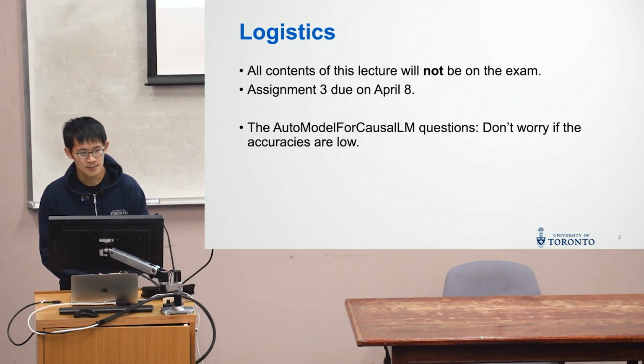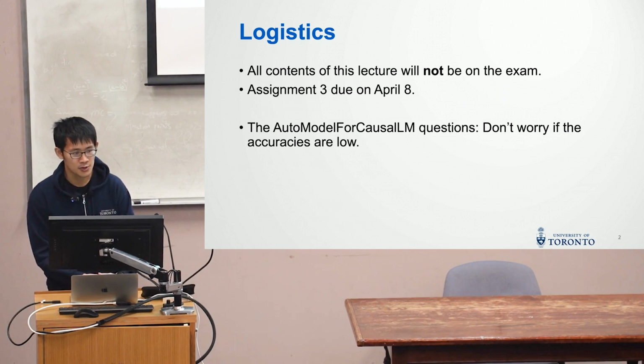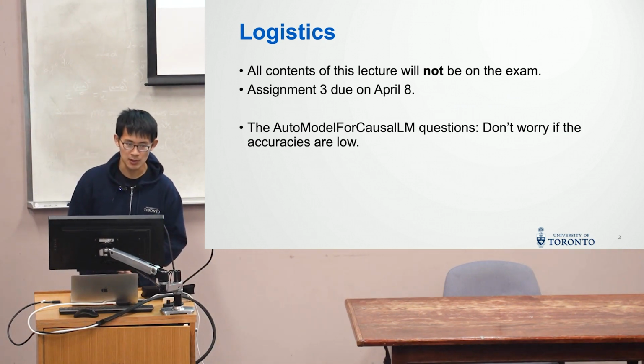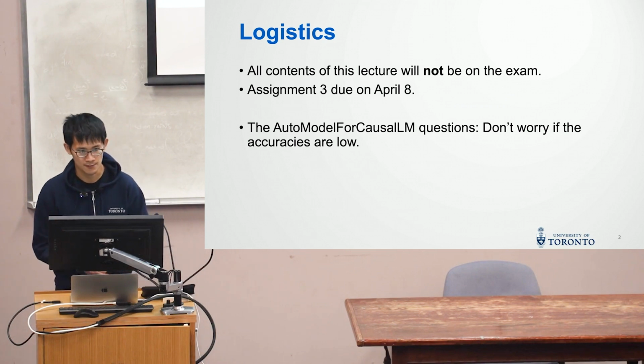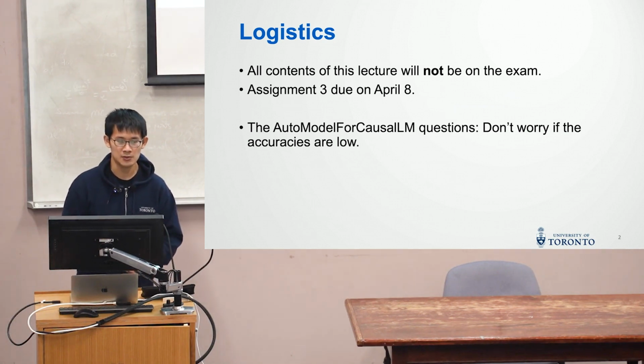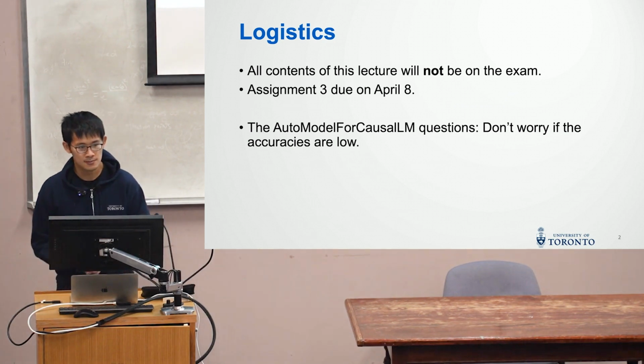For assignment 3, there are some questions for the auto model for causal language modeling. If the accuracies are low, like getting 2 out of the 5 sentences right, 1 out of the 5 right, or even 0 out of the 5 right, it's okay. So don't worry about the accuracy. There's no expectation of what accuracies are supposed to be reached for those questions.